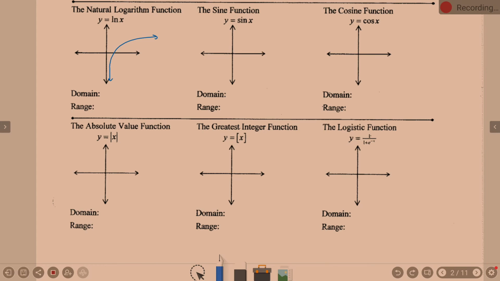What is ln? Okay, so ln stands for natural log. If this said log x, like log, it would be a very similar graph. Okay, so ln is the representation for natural log, and it is the inverse function. And so if you reflect across the diagonal line y equals x, it would be the same.